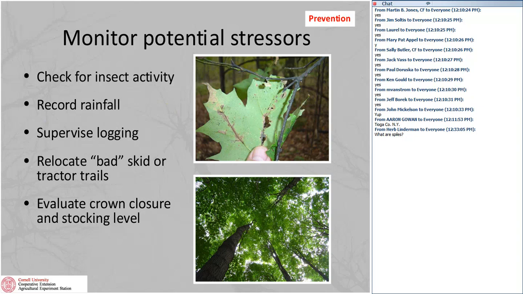So you're looking for insects, you're keeping track of rainfall and being aware of drought conditions. If you have logging activities, you're supervising logging, making sure that the loggers are operating in areas where you planned for them to operate and you're communicating effectively. You'll relocate bad or mislocated skid trails or tractor trails, and you're looking at characteristics of the crown and of the density of the stand to make sure that the trees have the opportunity to grow as much as they need to grow.